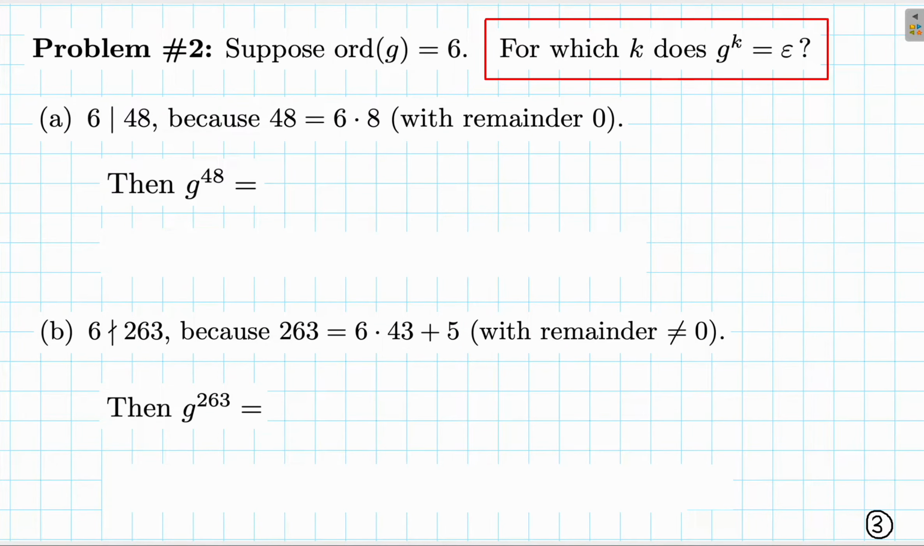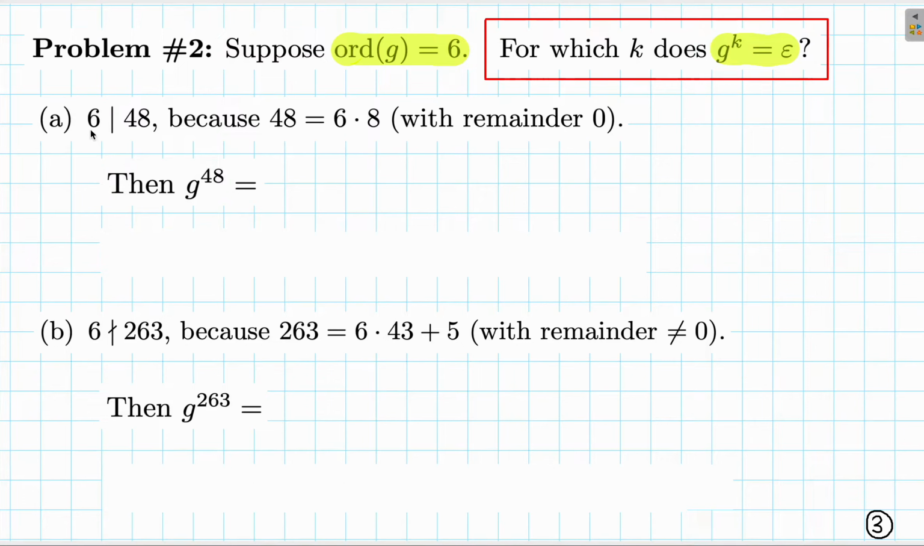Let's start by discussing problem 2, where we were given a group element with order 6. And I like to ask the overarching question: for which exponent k does g to the k equal the identity element? Now you might say, well, k equal to 6 is certainly such an exponent, and that's true, but there's more to the story, so let's dig in a little further.